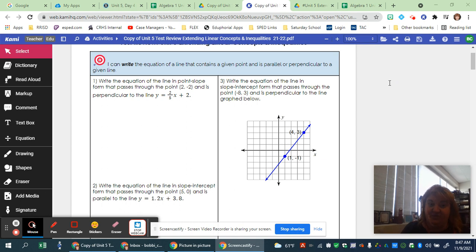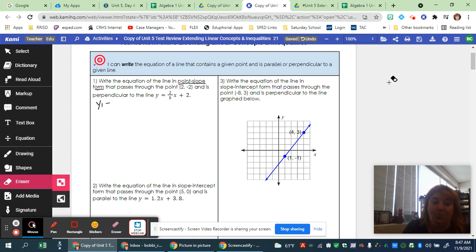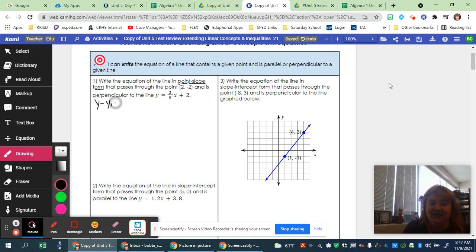So let's start with number 1. Write the equation of a line in point slope form. So if you remember, point slope form is y minus y1. Made a mistake already. Eraser. So let's start that again. Y minus y1 equals m times x minus x1.